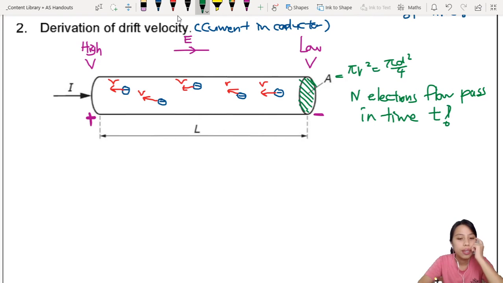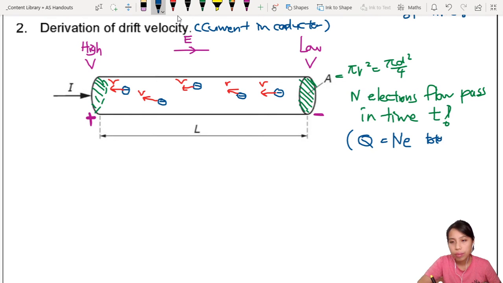Note it. And what is their total charge? We also saw that earlier. Because of all these electrons flowing past a certain point, it could be here, it could be on this end, there's a total charge Q, which depends on how many electrons there are times each individual charge, e. So this is the total charge. These are the facts of what's happening in the wire.